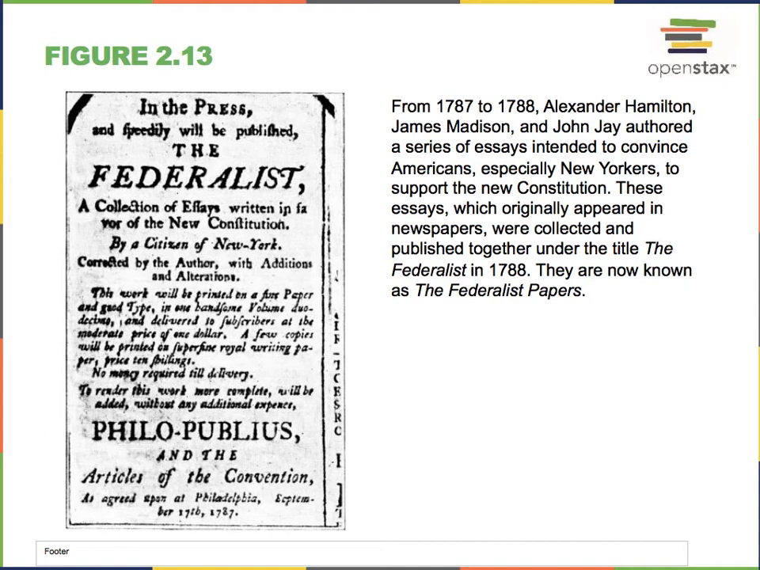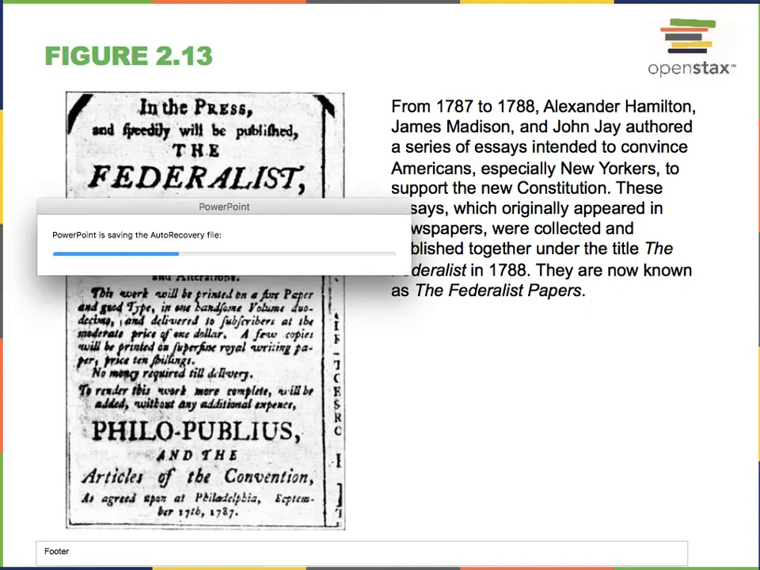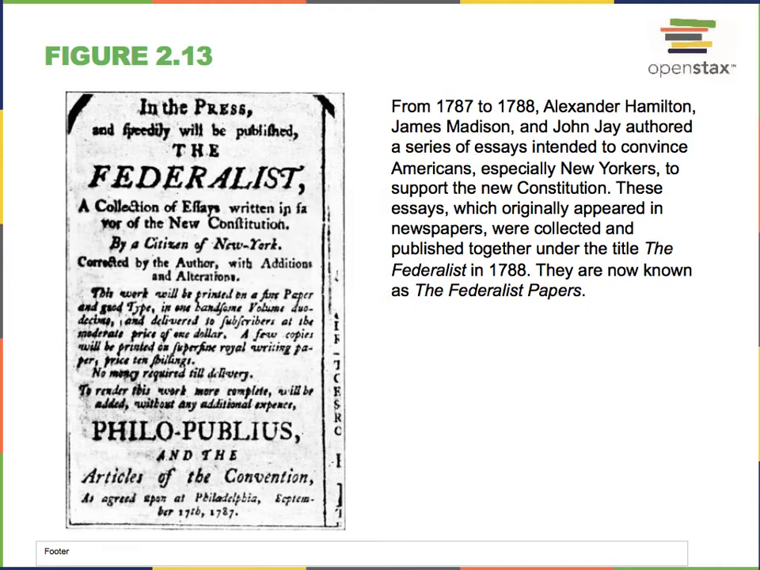Now, the Federalist Papers were quite numerous, but they were written all by three people: Alexander Hamilton, James Madison, and John Jay. They did a series of essays intended to convince Americans, especially New Yorkers, to support the new Constitution. These essays, which originally appeared in newspapers, were collected and published together under the title The Federalist in 1788. They are now known as the Federalist Papers.